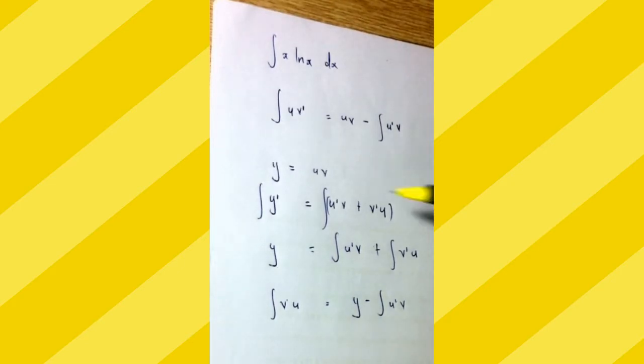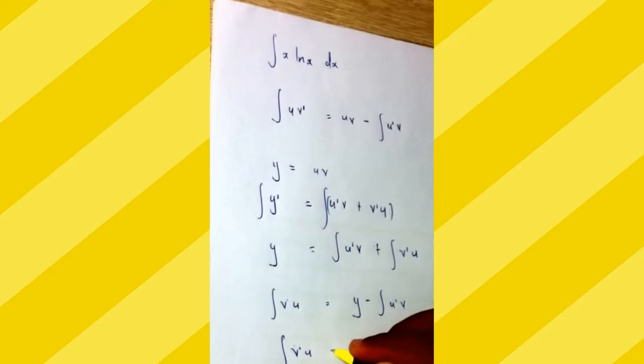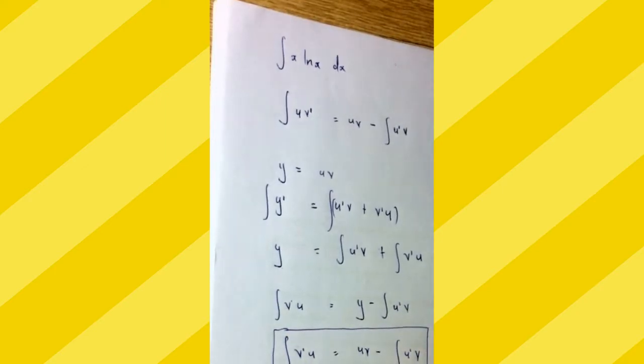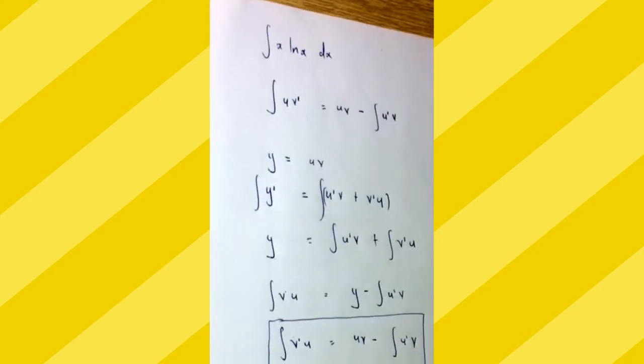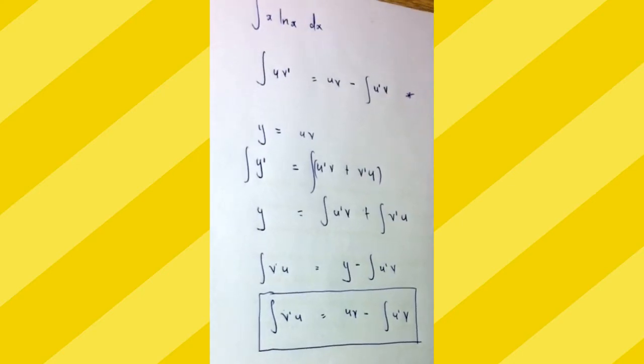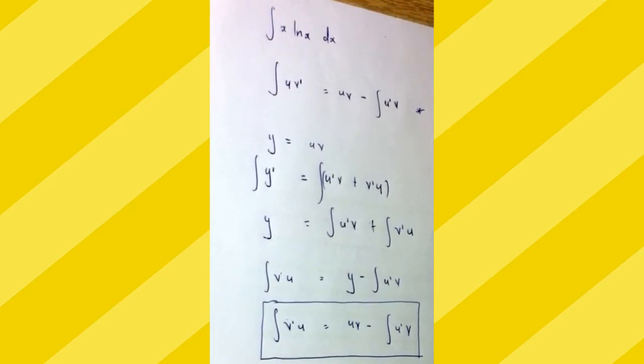But from this first equation y is equal to uv, so I can rewrite the integral of the derivative of v multiplied by u is equal to uv minus the integral of the derivative of u multiplied by v. So generally this is the formula that I'm going to use, and this is the same formula that is here. This is where it came from.